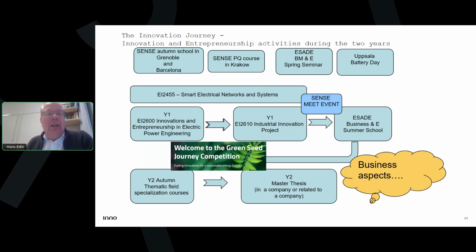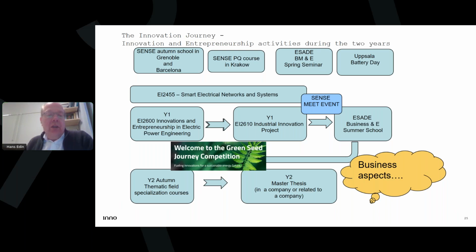Everything is also a little bit connected with a program cohesion course called the same name as the program, the SENS course. At the end of the first year, we have something called the SENS Meet event, where all students in SENS gather together, both year 1 and year 2 students. The year 1 students present what they have done during the industrial innovation projects, and the year 2 students present what they do in their master thesis projects.